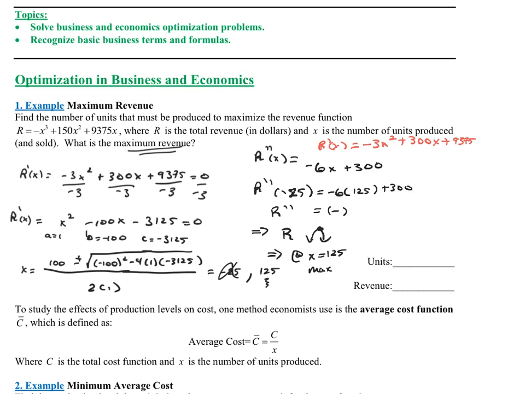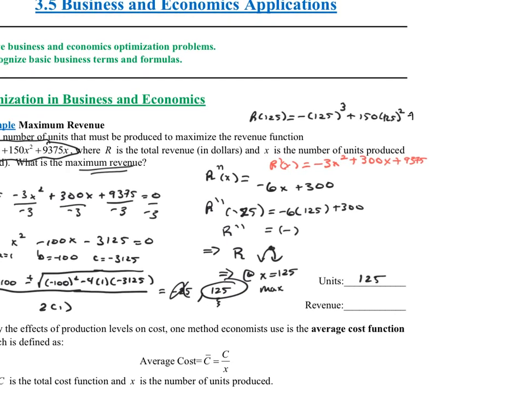So it says it wants the units. How many units should I produce? Well, x is the number of units. I know now that I should produce 125 units, but it also asked me what is my maximum revenue. So that means I need to plug in 125 into my actual revenue function. So do that now. Find R of 125. Plugging that in would be negative 125 cubed plus 150 times 125 squared, plus 9,375 times that 125. Plug that into your calculator.